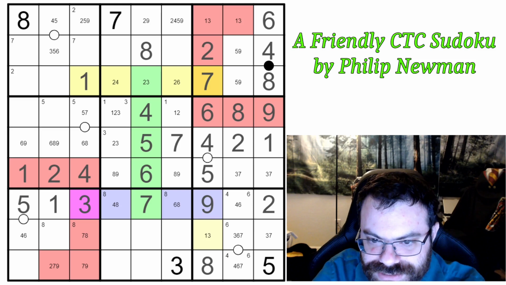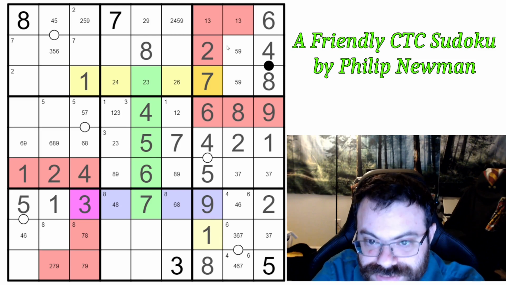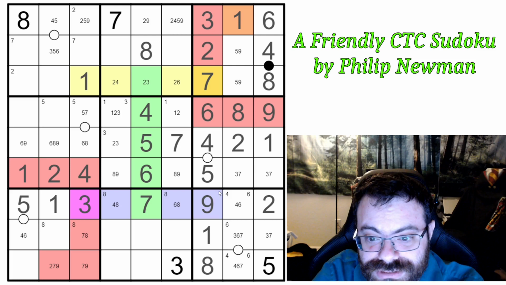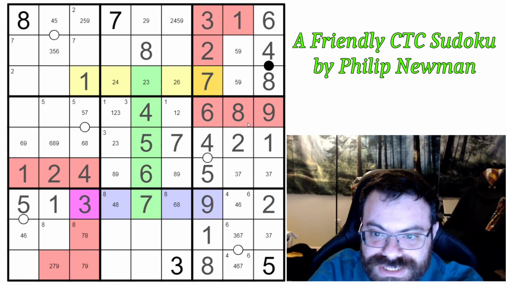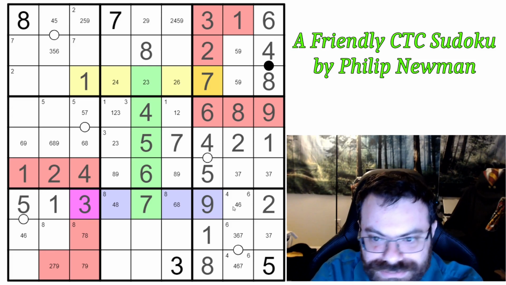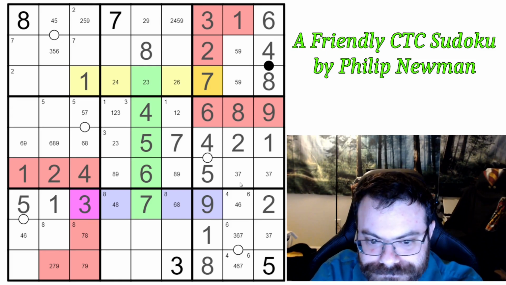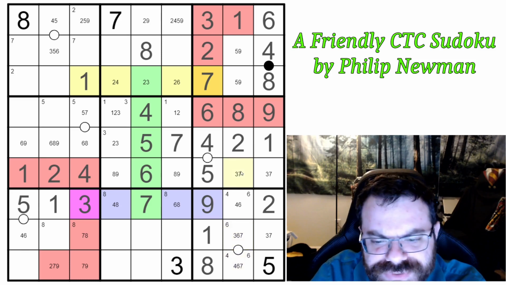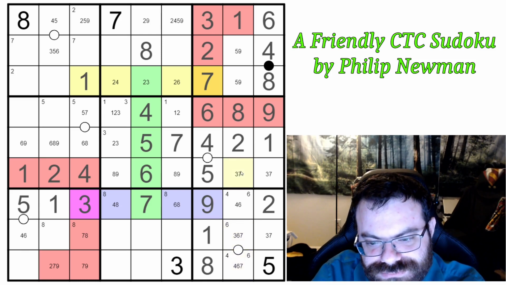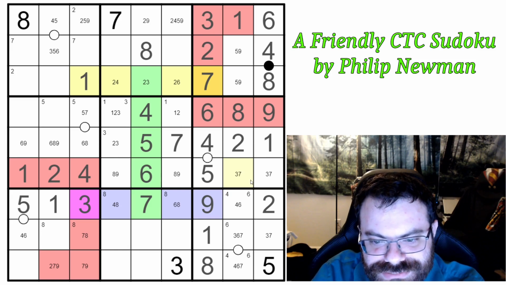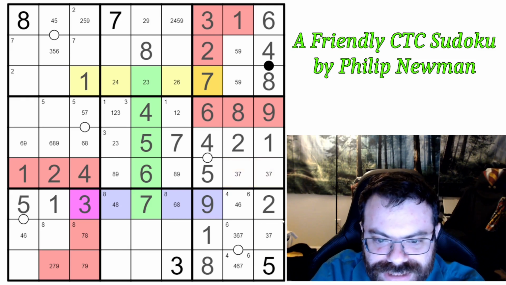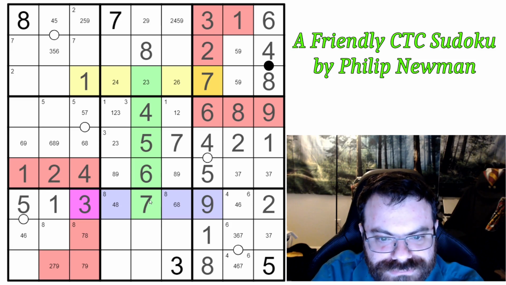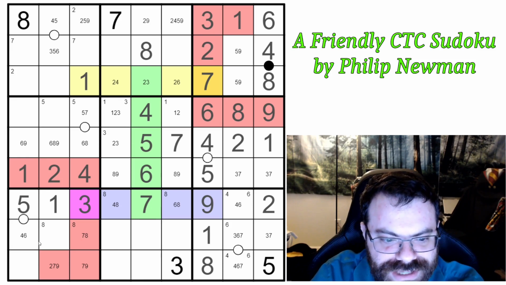1 in this box is here. 3, 1. Because that was so trivially spotted, it didn't really do anything for me. This is a 3 or 7. I guess that makes sense. It doesn't really tell me anything. What's next?